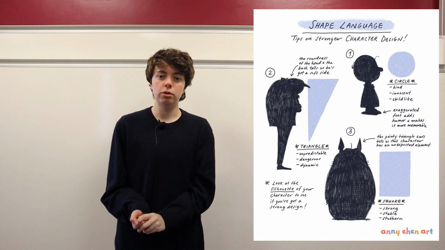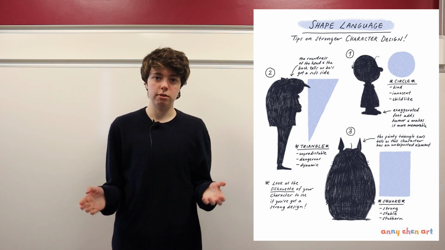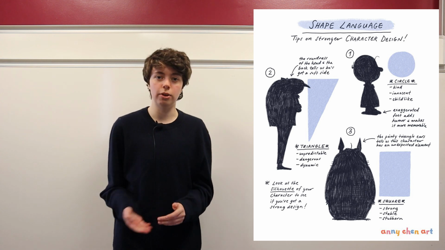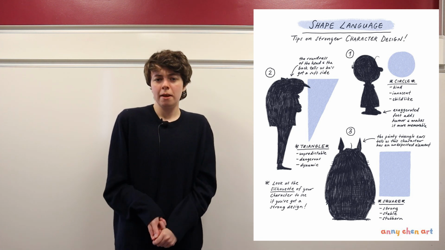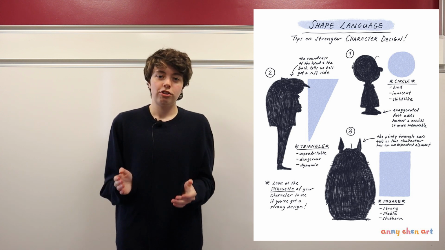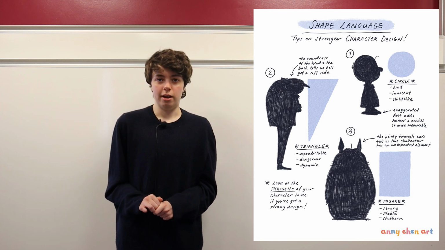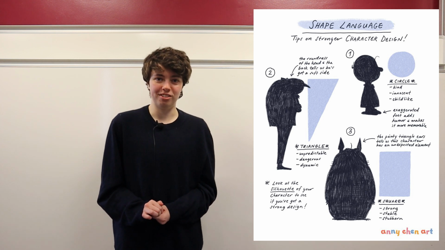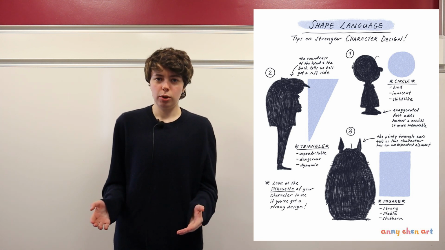So shape language is when we use simple geometric shapes to translate certain aspects of a character's, usually personality, into their design itself. So have a think for me, and this is a bit of a weird question, but give it a go. What kind of shape do you associate with someone who is sad? I know, I said weird question. It is a pretty weird question. But what do you think?